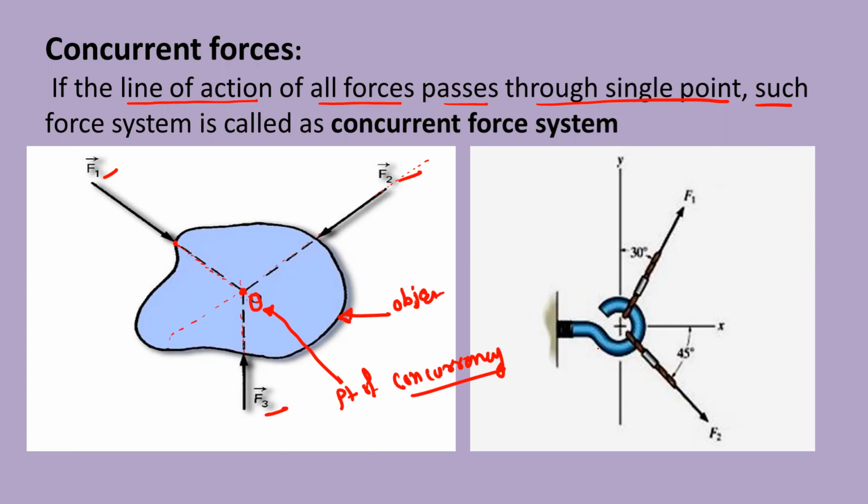Okay, so the second example here: one hook which is inserted in the wall. Two forces are acting, one is F1, second F2. Actually two cables are connected to the hook. If you extend this line, this is the line of action for F1. Similarly, extend this line. So the two lines of action will meet at this point. Okay, so it becomes a concurrent force system, and this point is called the point of concurrency. So this is about concurrent forces.